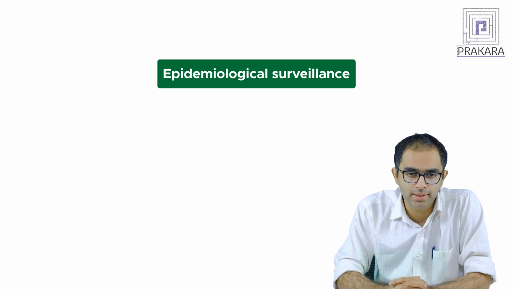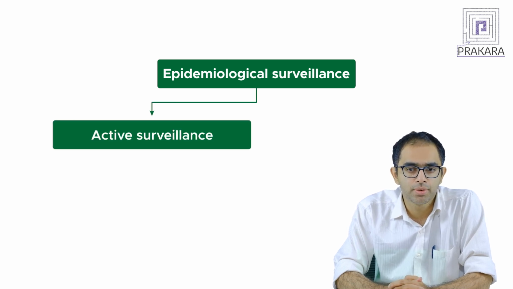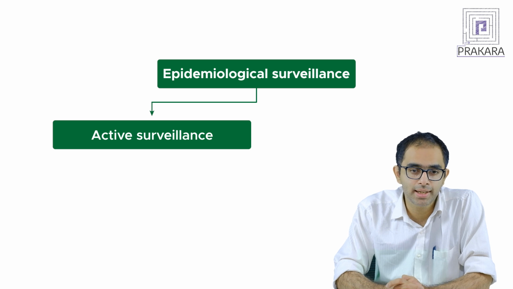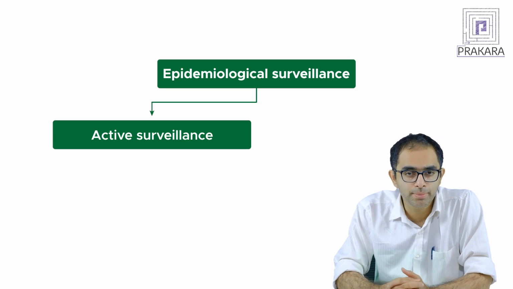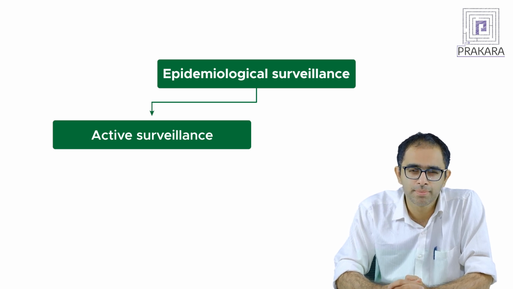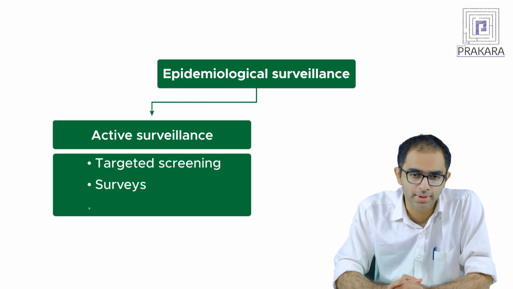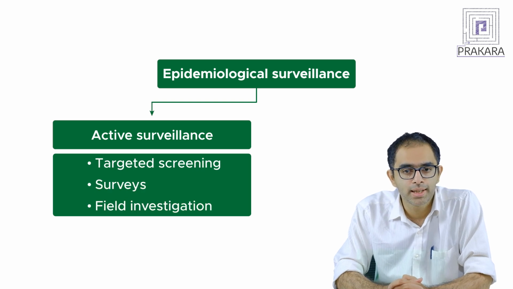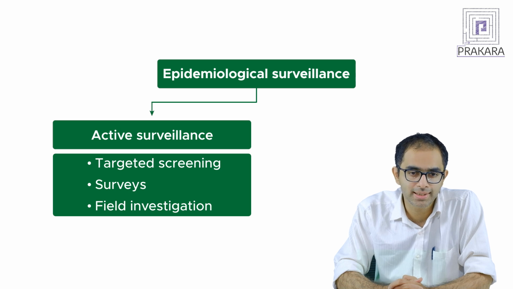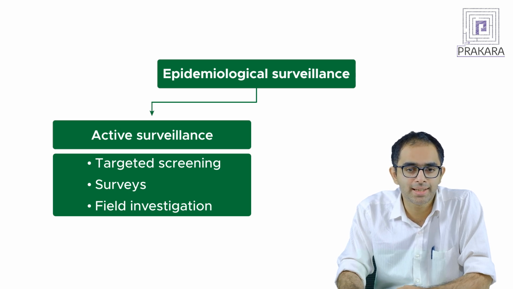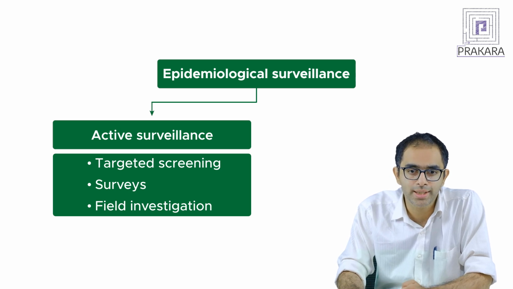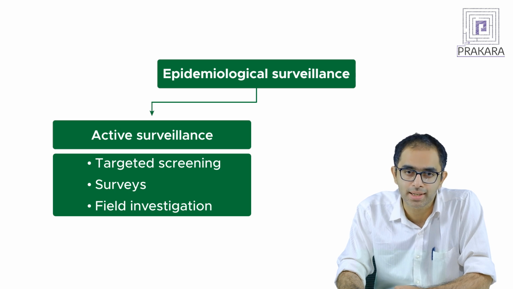Let us look at epidemiological surveillance. It can be divided into active surveillance, which involves actively seeking out cases through systematic data collection efforts such as targeted screening, surveys, or field investigation. This approach is useful for detecting diseases with low baseline incidence or for monitoring specific populations at higher risk.